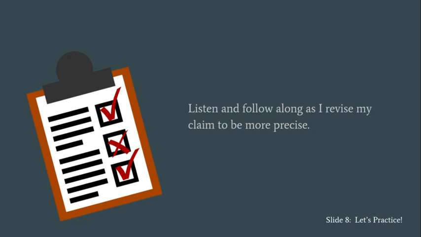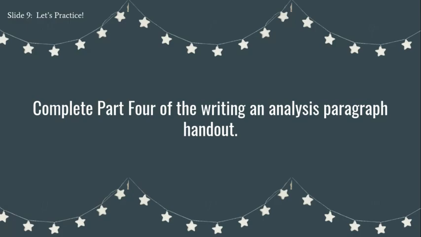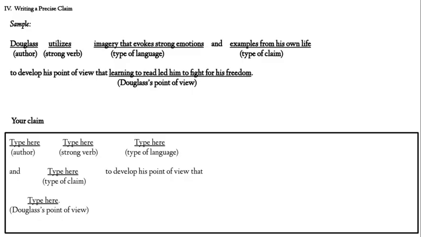So let's look at my claim on the following slide. My claim is that Douglas utilizes imagery that evokes strong emotions and examples from his own life to develop his point of view that learning to read led him to fight for his freedom. Does my claim include a strong verb to describe what the author does? The strong verb I chose was utilizes. You could use utilizes. You could also use uses, although uses isn't as strong as utilizes.